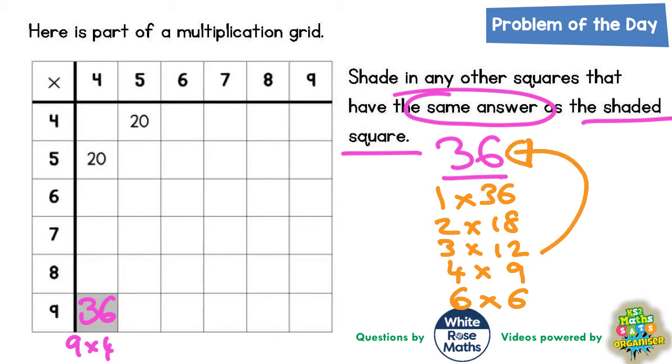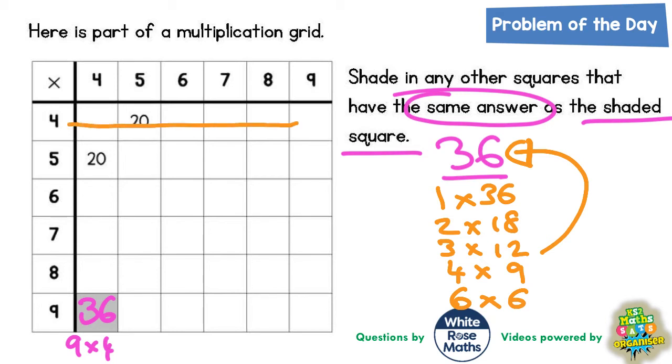So the question is, are any of these on our actual grid? Well, 1 times 36 isn't going to be on the grid. 2 18s isn't. 3 times 12 isn't. But 4 times 9 certainly is, and it is actually on there twice.